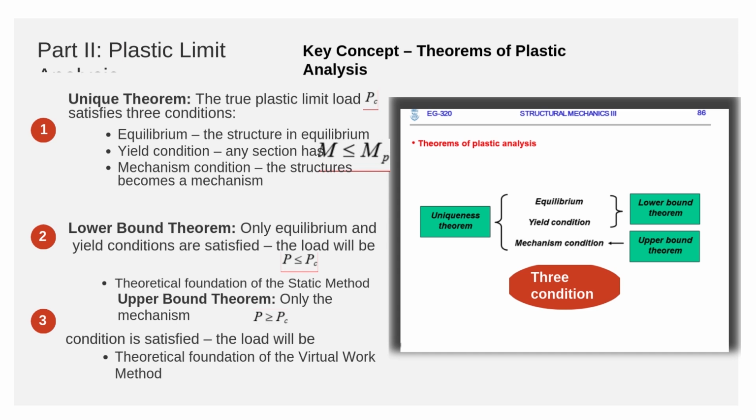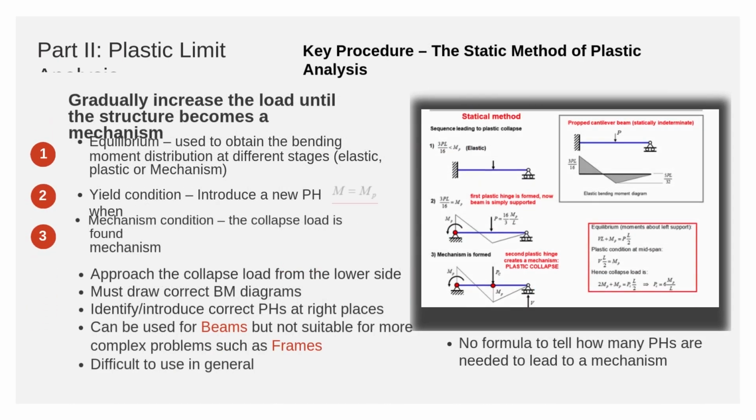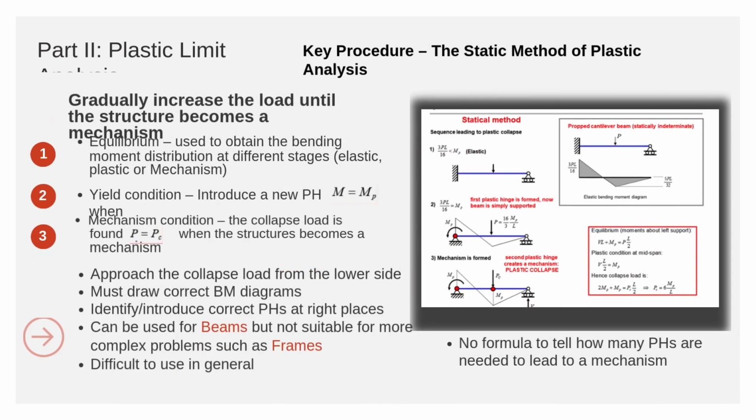Key procedure: the static method of plastic analysis. Gradually increase the load until the structure becomes a mechanism. Equilibrium is used to obtain the bending moment distribution at different stages: elastic, plastic, or mechanism. Yield condition: introduce a new PH when the moment reaches MP. Mechanism condition: the collapse load is found when the structure becomes a mechanism, and the load equals the plastic limit load.